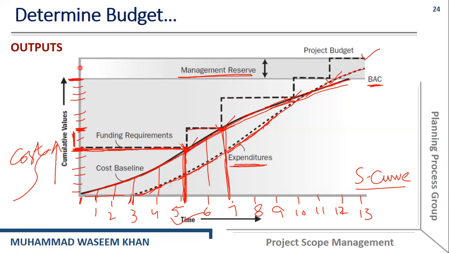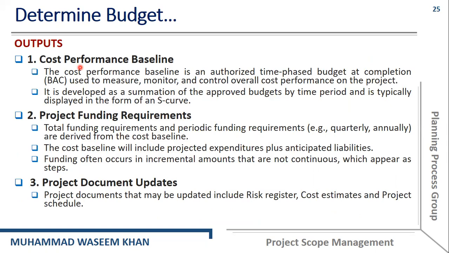So yeah, that was all about this particular curve. I hope you understood this graph easily, and it would be very easy for you to interpret this graph. Then we have some output, and what should be the output? The output should be the cost performance baseline.